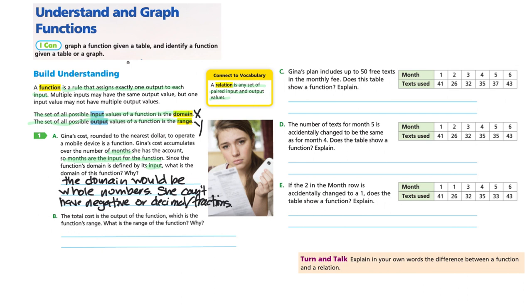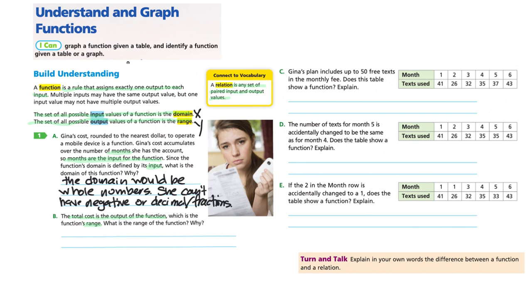All right, so let's look at B. The total cost is output of the function, which is the function's range. So let's look at that. They tell you that the output is the total cost, and so that's the range. So that's important to think about also. So the cost is based on the month and the different things that she does. What is the range of the function? So let's think about that.